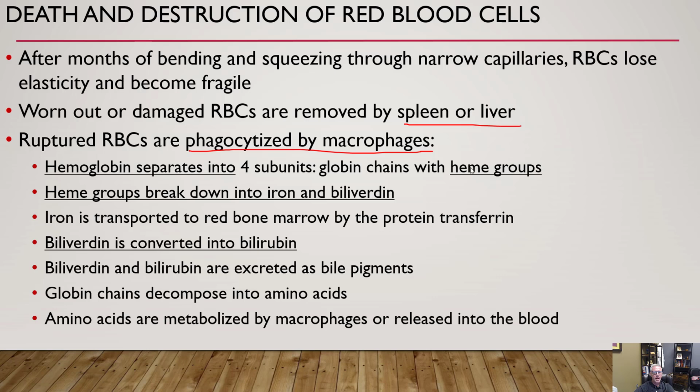And what's going to happen is this hemoglobin, remember hemoglobin is inside these red blood cells, is going to separate into 4 different subunits. And we're going to have these globin chains with these heme groups. And these heme groups are going to break down into iron and biliverdin.